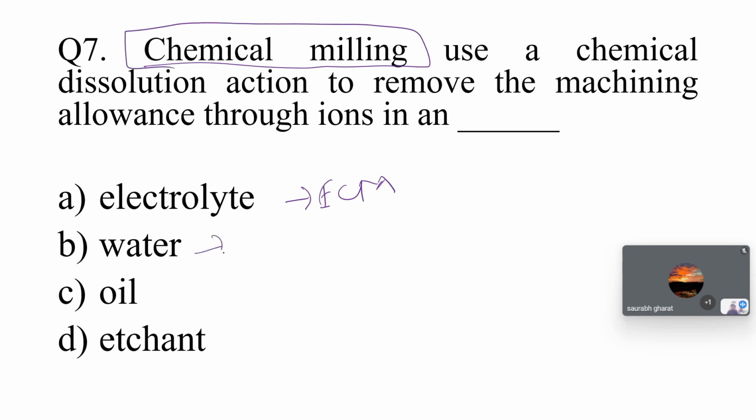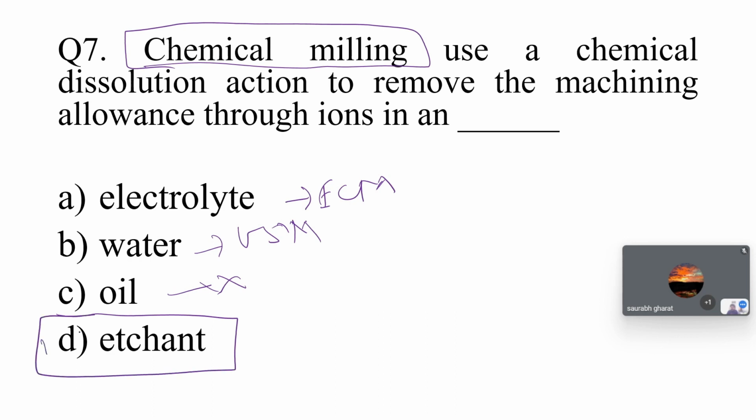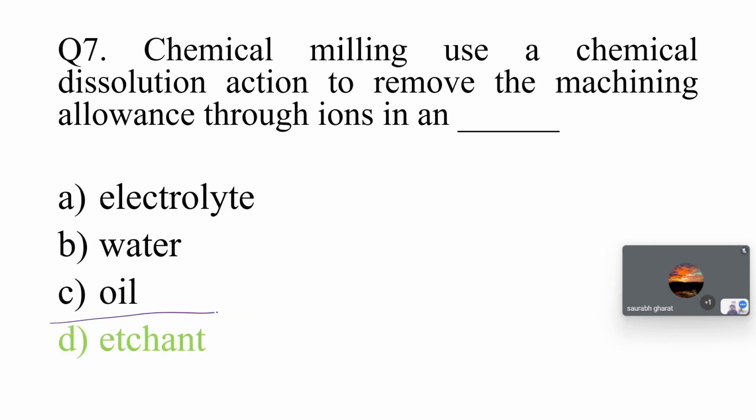Water you are using mostly in ECM or abrasive water jet, so it is not considered. Oil you are not using here. Agent is the correct answer, because we are using the allowance and the agent is actually doing that. The agent is etching the part. So this is the correct answer. All of these are for different states, and this is not completely waste. So agent will be the correct answer.